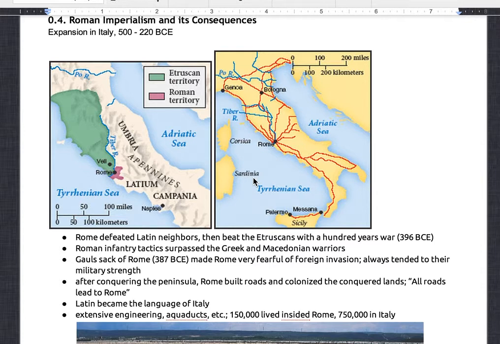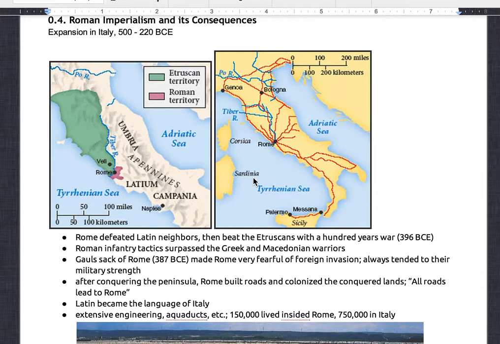It's becoming an empire in the sense of its ability to control basically the entire Mediterranean by the time the period is done. And we'll see how that territorial expansion occurs.